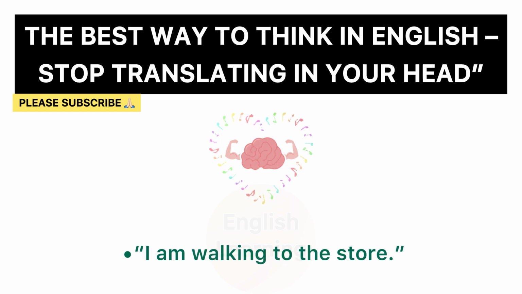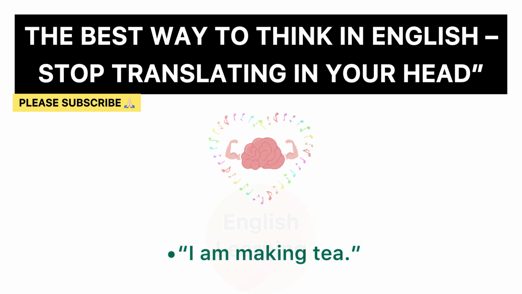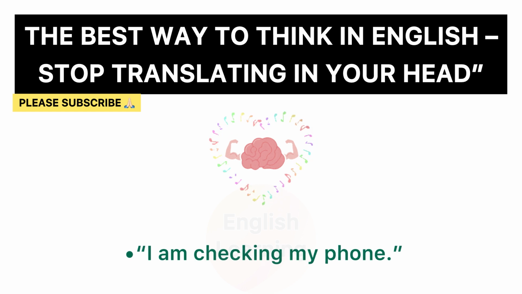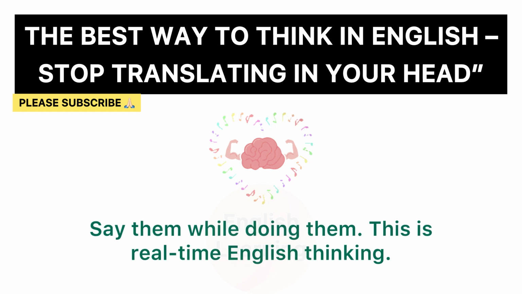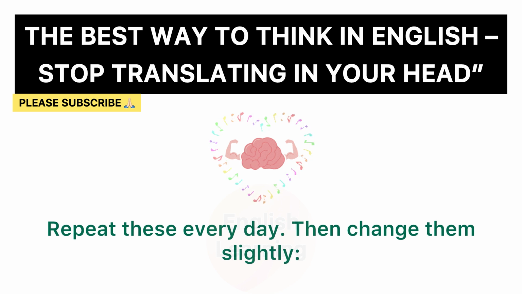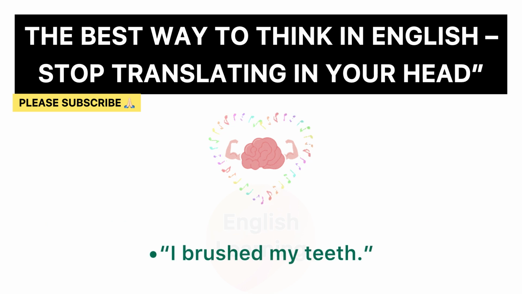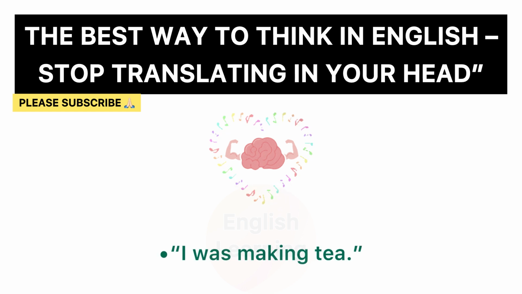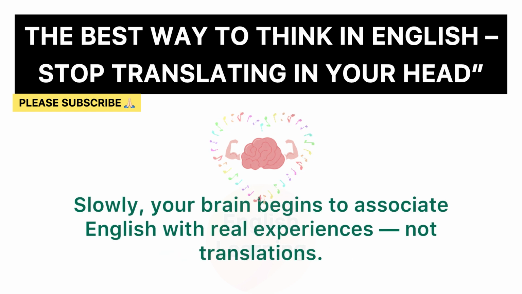I am walking to the store. I am making tea. I am opening the window. I am checking my phone. Say them while doing them. This is real-time English thinking. You're not translating, you're connecting actions with English. Repeat these every day, then change them slightly. I brushed my teeth. I will walk to the store. I was making tea. Slowly, your brain begins to associate English with real experiences, not translations.